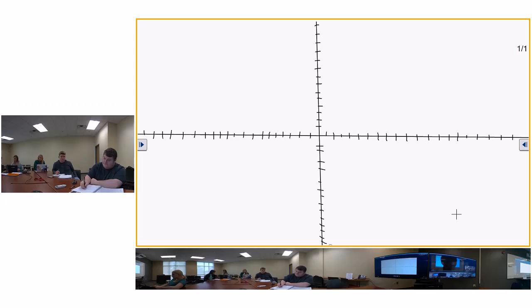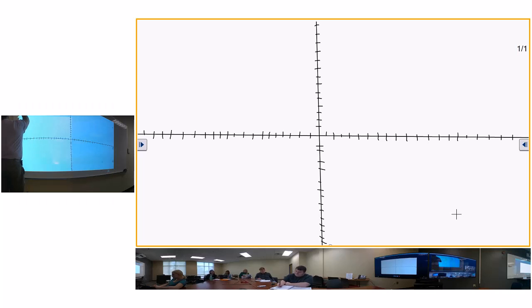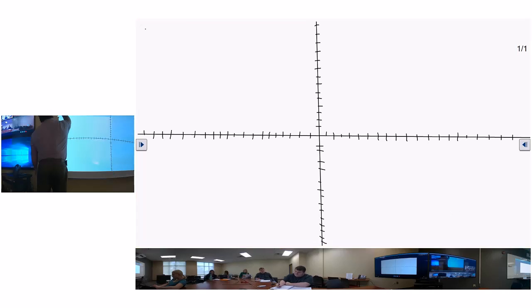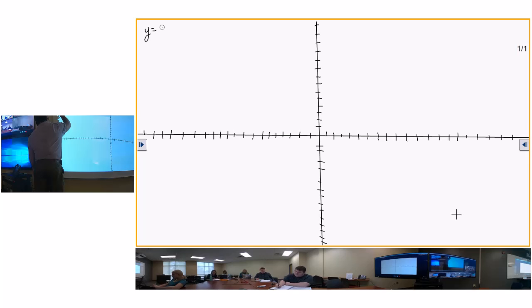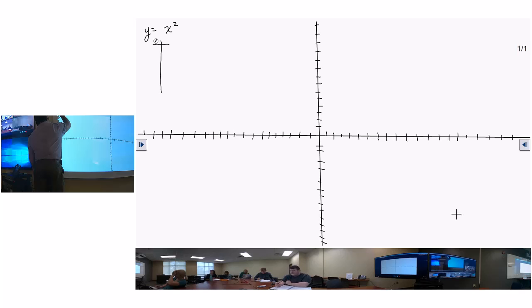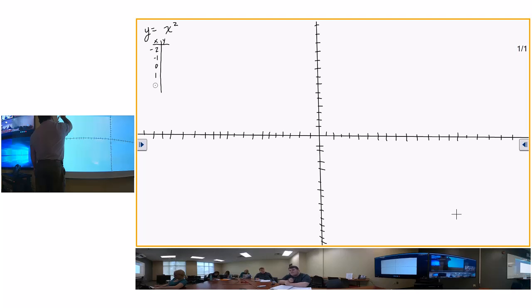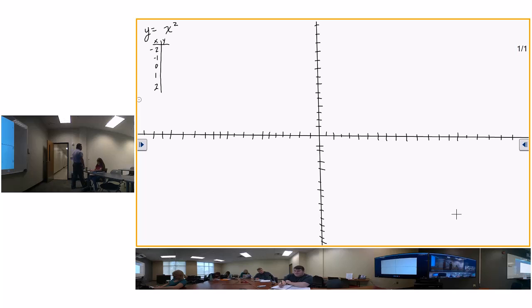And the first one I want you to graph, in black or pencil, is y is equal to x squared. I just want you to do 5 points: -2, -1, 0, 1, and 2. I want you to plot those points, and take a straight edge, your driver's license or whatever, and connect those 5 points with a straight edge.